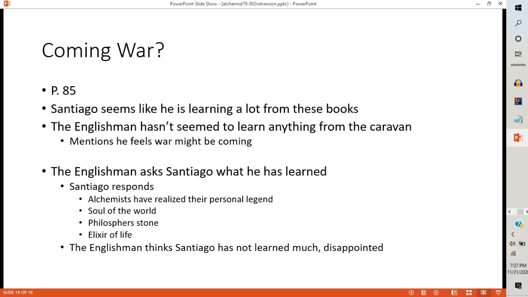We get again on page 85 another echo of war, a coming war. I still don't really know what this is. I'll tell you, if by page 90 we're still not really going to have an idea of what this coming war is. But we do know that Santiago seems like he's learning a lot from the books. Okay, that's good. The Englishman, though, says that he's not really learning a lot from the caravan.